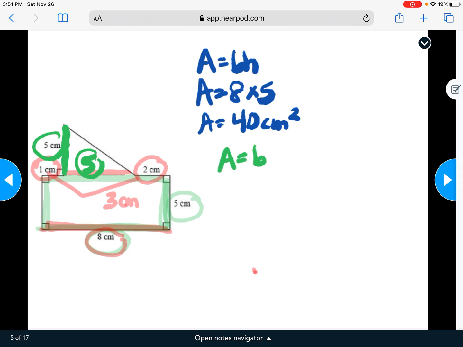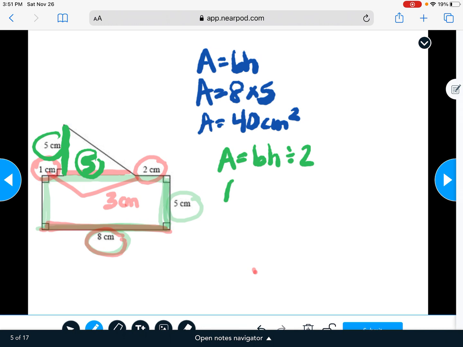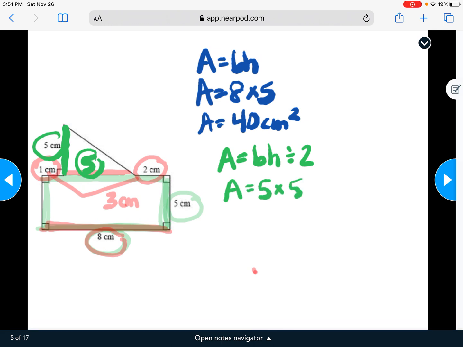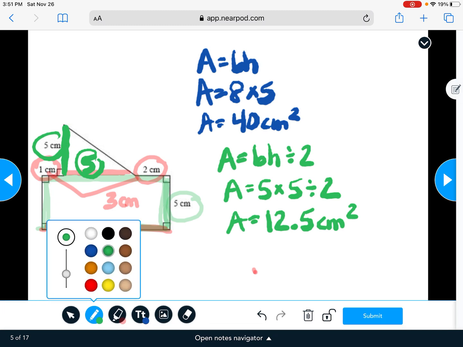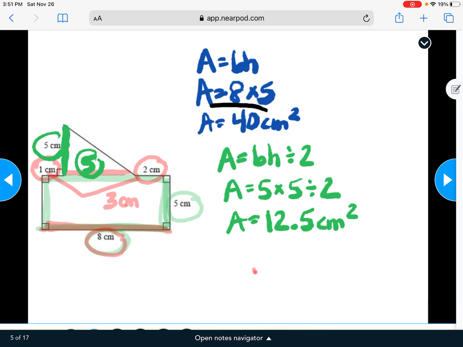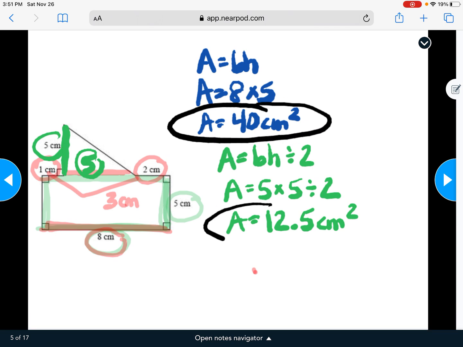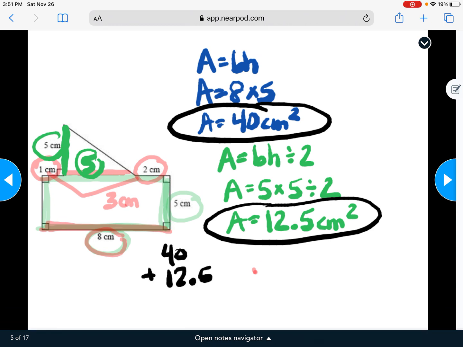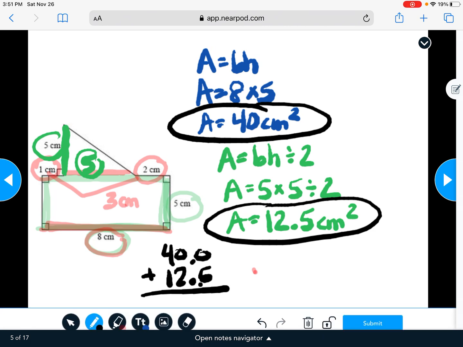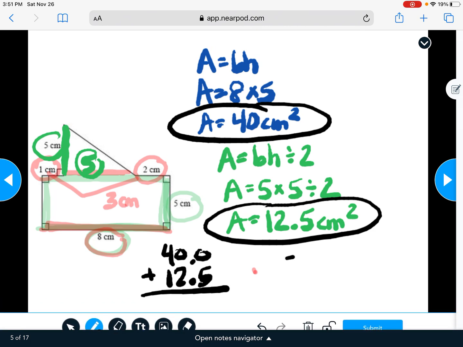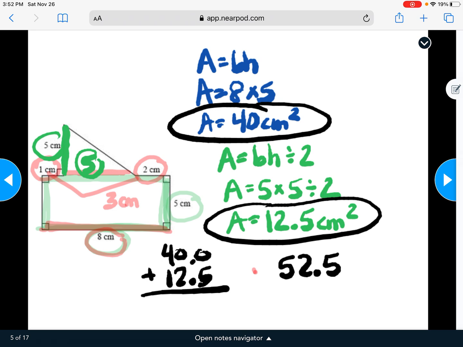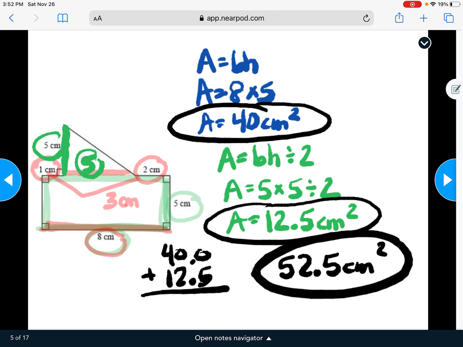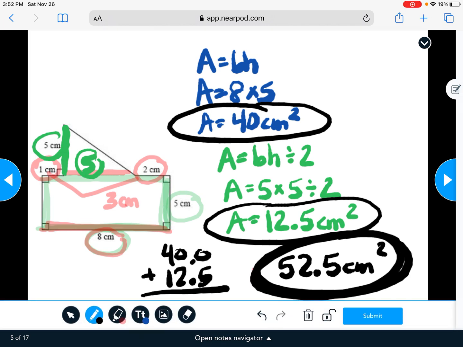So the triangle's area would be base times height divided by 2. So we're talking about 5 times 5 divided by 2, which would give us 12 5/10 square centimeters. So now to find the area of the entire thing, I need to take the area of my rectangle and add the area of my triangle. 40 plus 12 5/10. Sorry, this pen is really thick. And that gives us 52 5/10 square centimeters for the total area of the composite shape.